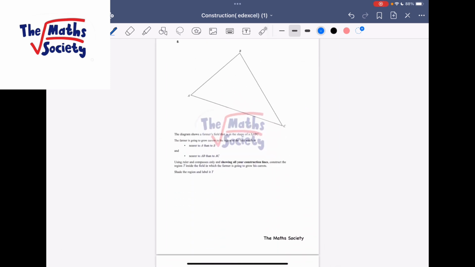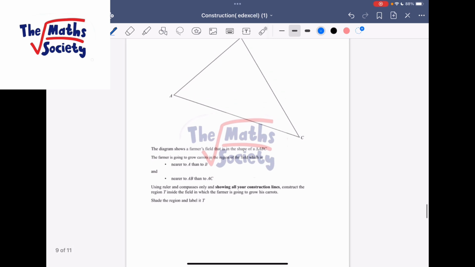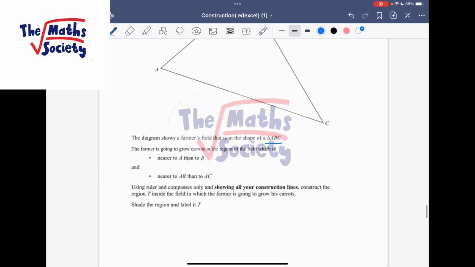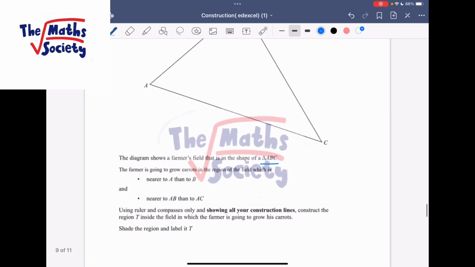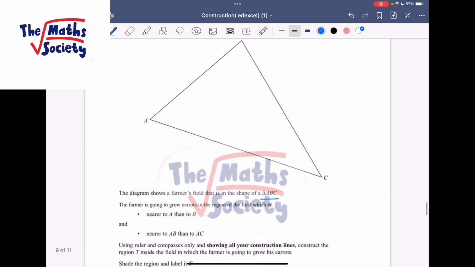And number 8. Number 8 says, the diagram shows a farmer's field in the shape of a triangle ABC. The farmer is going to grow carrots in the region of the field which is nearer to A than to B, and then nearer to AB than to AC. So basically we're going to do the perpendicular bisector and the angle bisector. For nearer to A than to B, we're going to use A to draw.